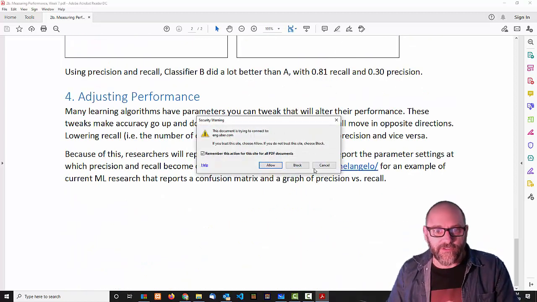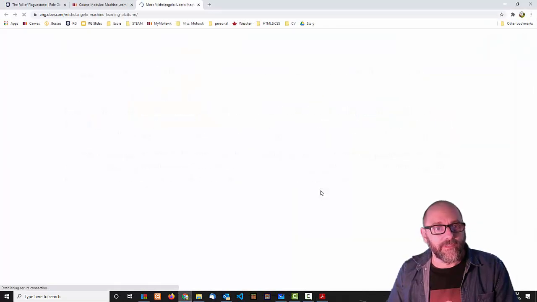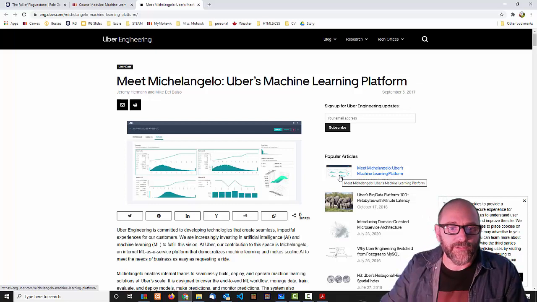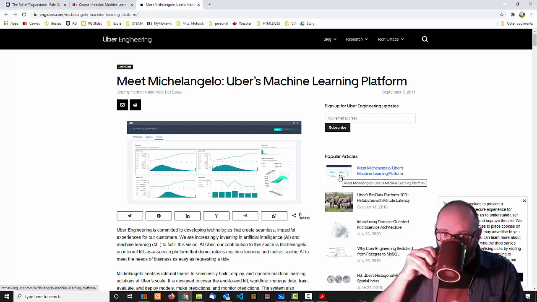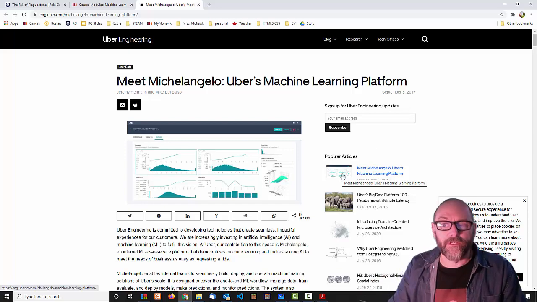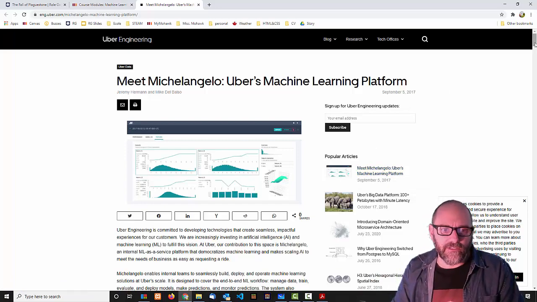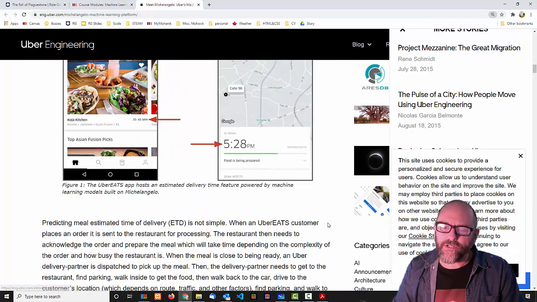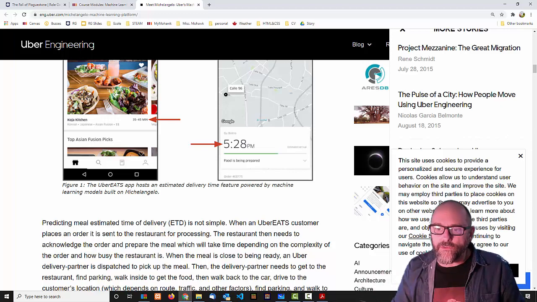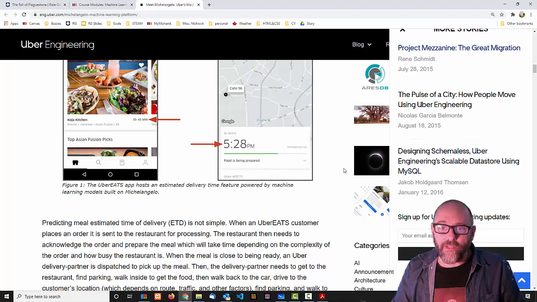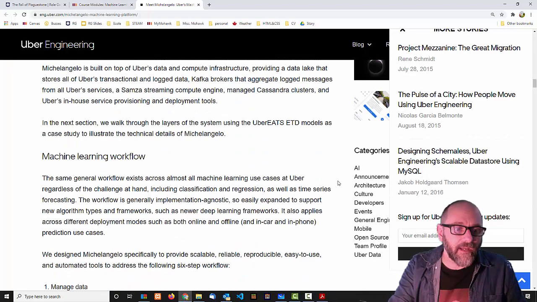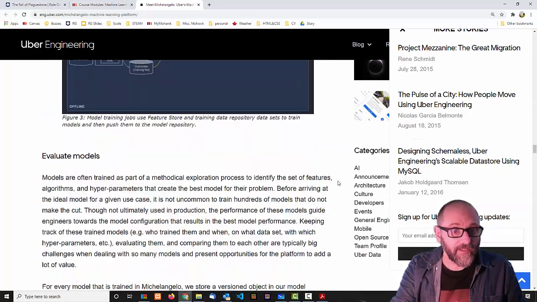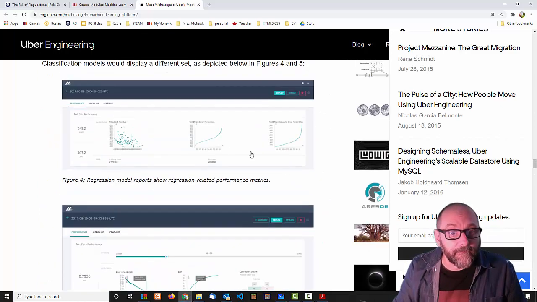I haven't checked to see if this still works, but this is an example. This is an article on Uber's machine learning platform that they use to predict delivery times and how long it's going to take to get to a destination. And it's an interesting read. It's actually regression, not classification, but it's very closely related to classification, and they use decision trees for it. And if you go down far enough, you'll eventually find precision and recall graphs.